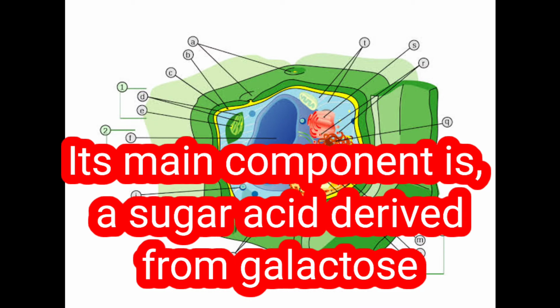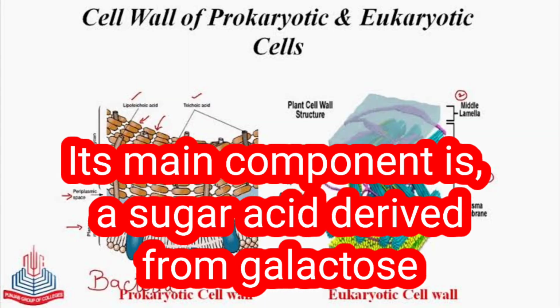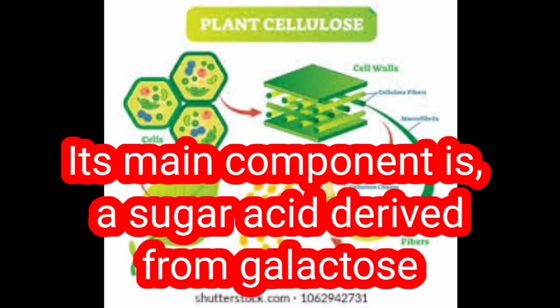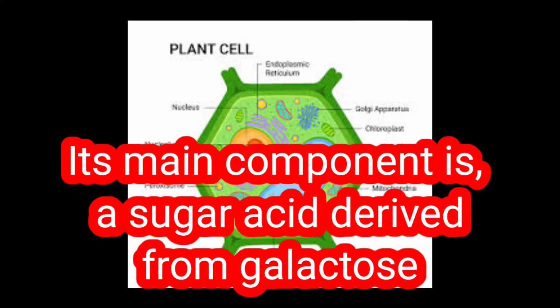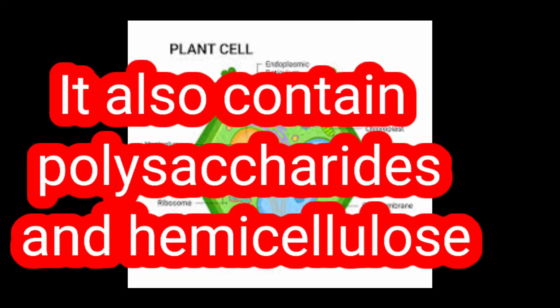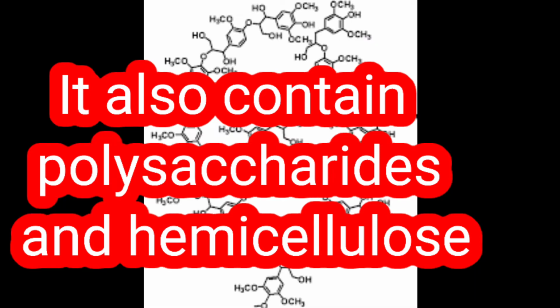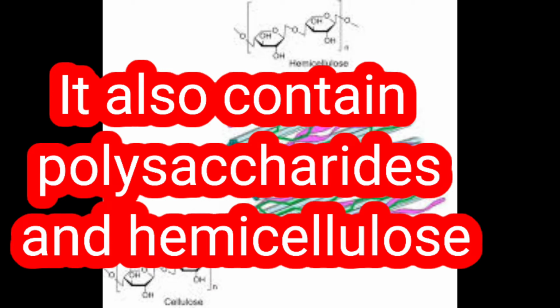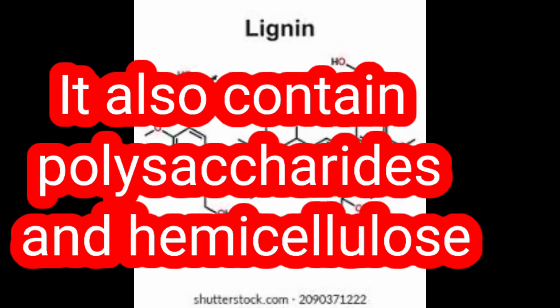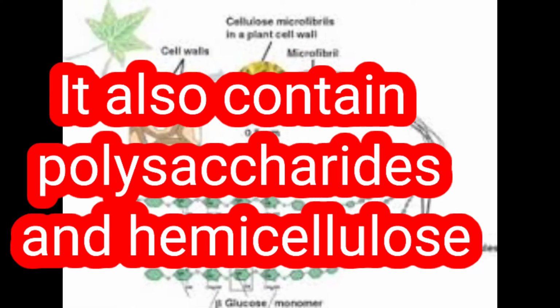I was also talking about the nature of the cell wall. When it is wet, it is clear, so the photosynthetic pigment receives much light in this way. It also contains polysaccharides like hemicellulose and other polysaccharides. The cell wall is a unique structure which is present in plant cells.